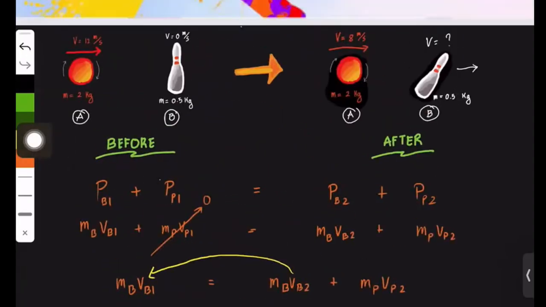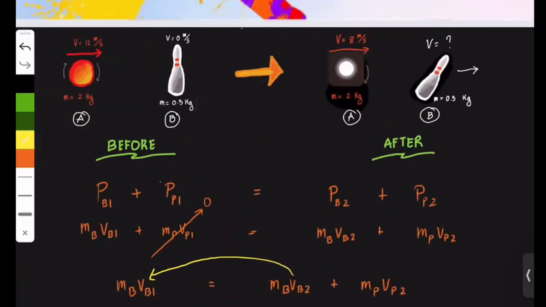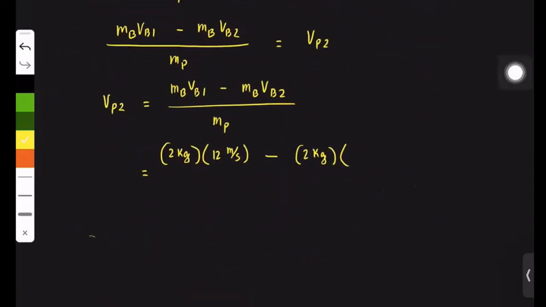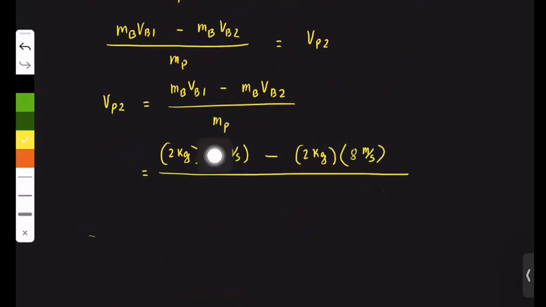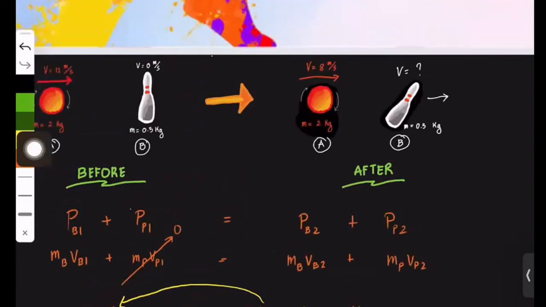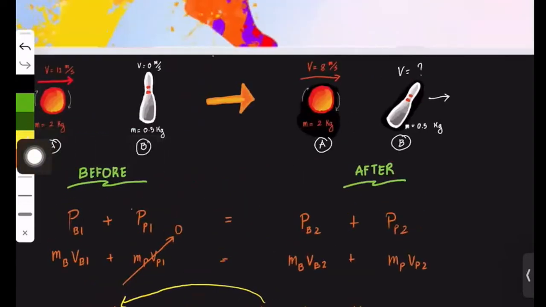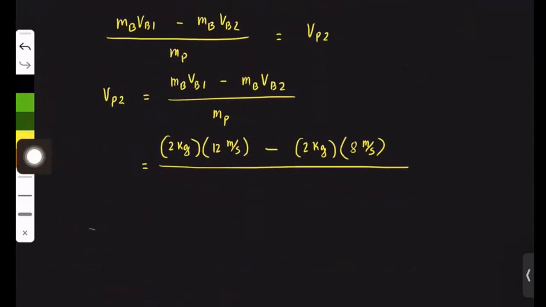When we check, after the collision, the ball is now moving 8 meters per second. So we substitute that, still on the right side of your screen, so positive 8 meters per second, divided by the mass of the pin, MP. The mass of the pin is 0.5 kilograms, so we put 0.5 kilograms here.